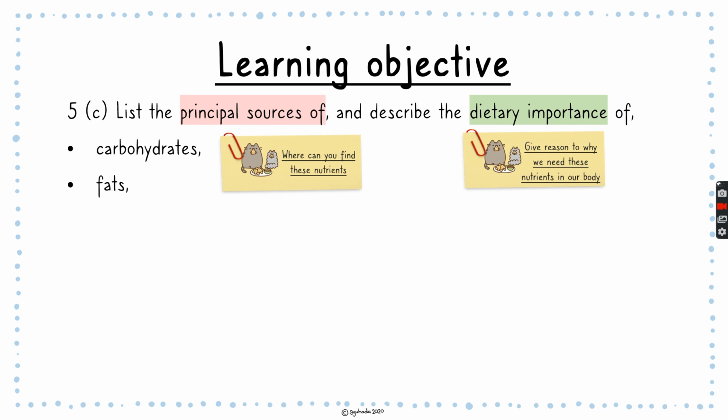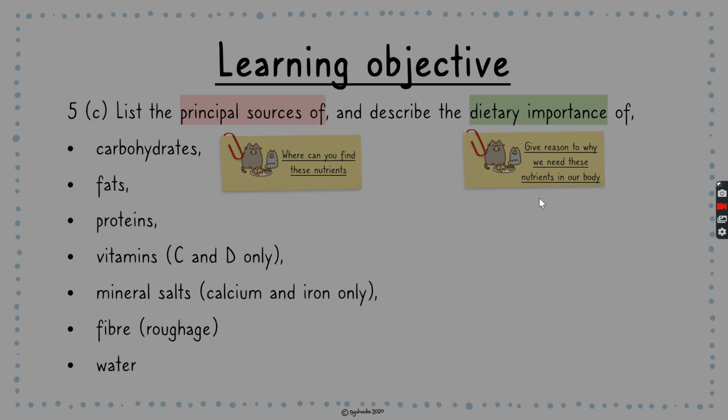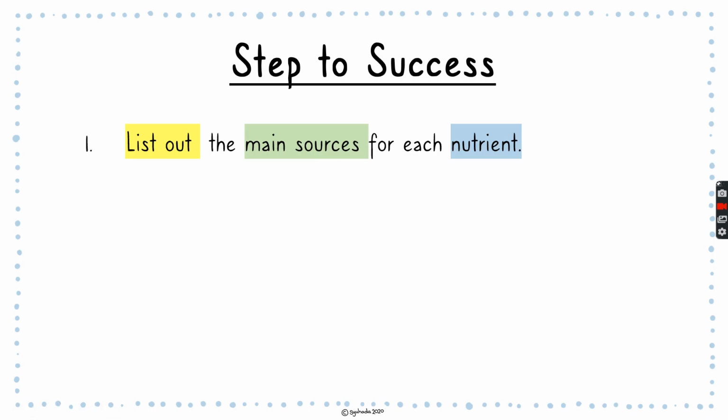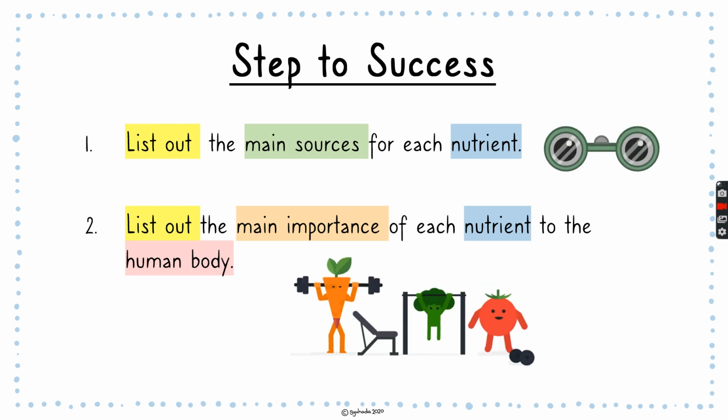So we need to look at carbohydrate, fat, protein, vitamins, but only C and D, mineral salts, only calcium and iron, fiber, aka roughage, and water. So we need to talk about where we can find all of these nutrients, and also why they are important for our body. So the steps to success today are to list out the main sources for each nutrient, where we can find them, and list out the main importance of these nutrients to our human body.